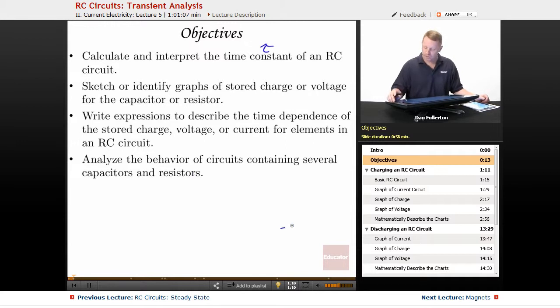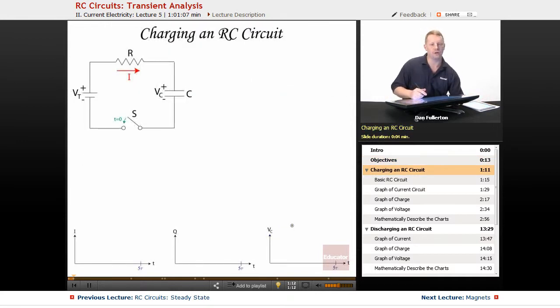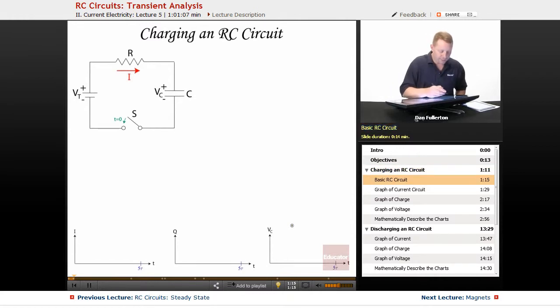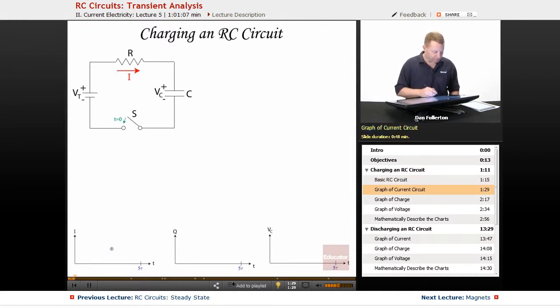All right, so let's take a look at what happens when we charge an RC circuit. So here I have a basic RC circuit. We have our source of potential difference, resistor. We've defined our current direction, our capacitor with the voltage across our capacitor, and at time t equals 0, we're going to close the switch. We also have graphs down here of current in the circuit, charge on our capacitor, and the voltage across the capacitor that we're going to be filling out as we go through here. So we've done these before, but let's take a minute before we get heavy into the math just to think about what these are going to look like.